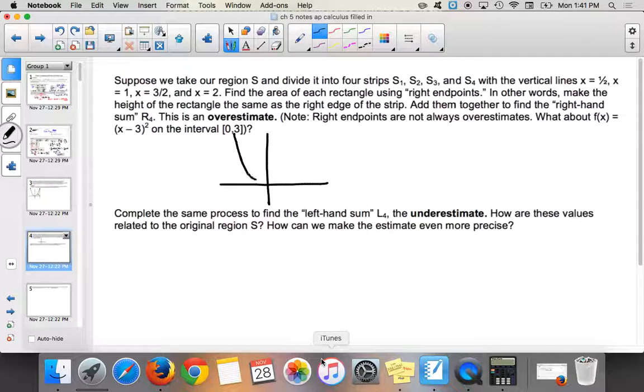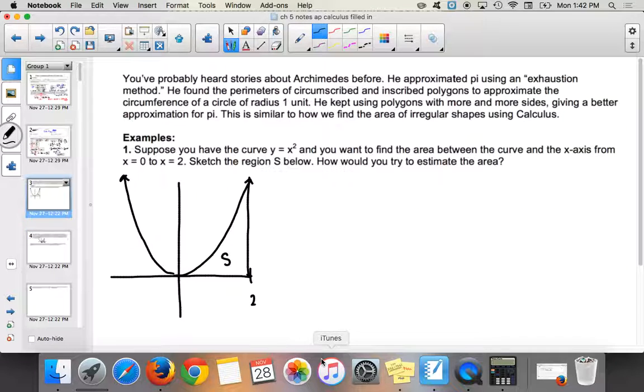So if we take our y equals x squared, and we go from, oops, that was a weird line. And we go from 0 to 2, we break it into 4 strips. Oh, this is tiny. Should have used my previous sketch. I'm going to use the other one. It's bigger.